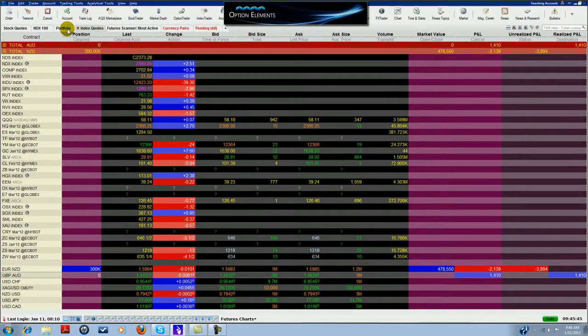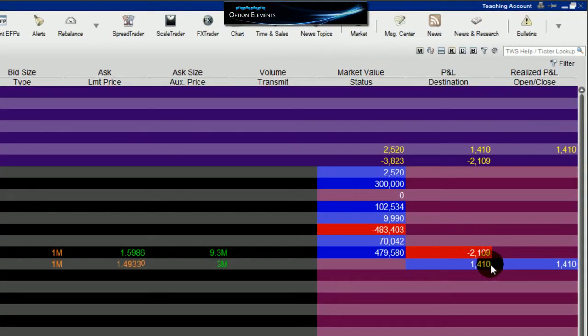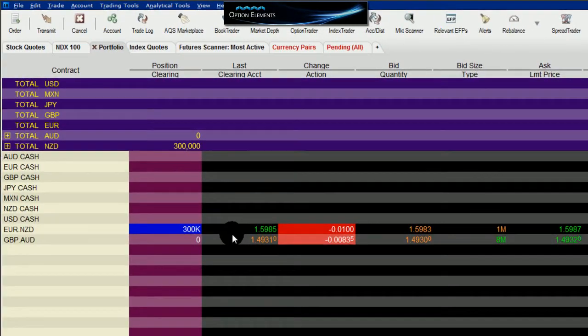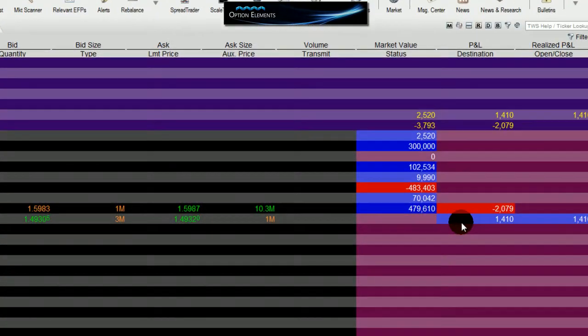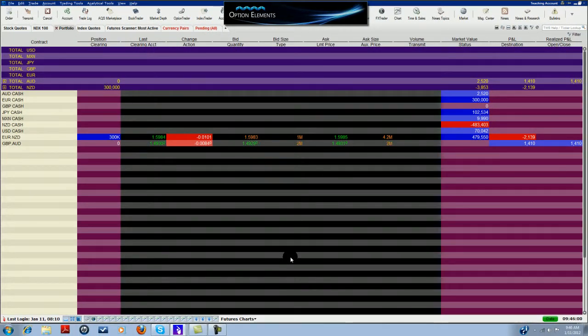If we go in and look at our portfolio, you can see that we made 1,400 on our British pound Australian dollar, but our position trade with the Euro New Zealand is down 2,000 on the day. So we've got a net minus 600 for the day so far.